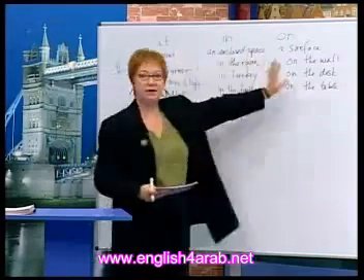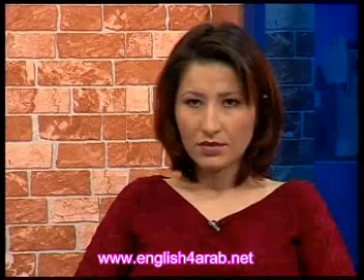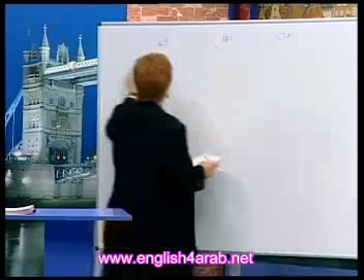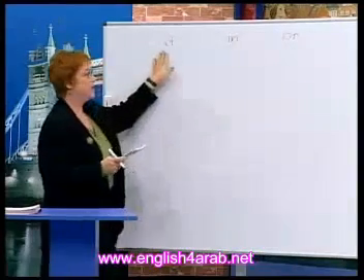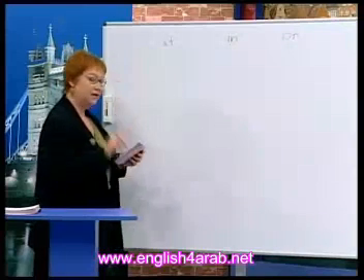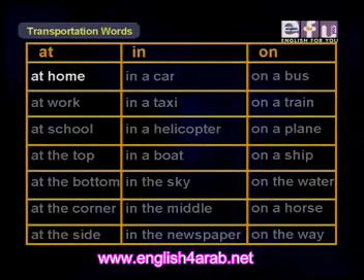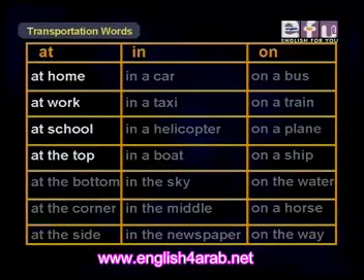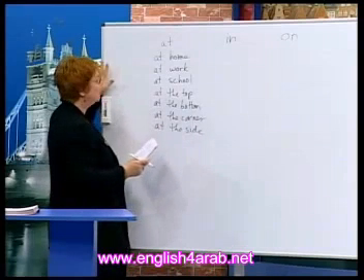Now, we use these with transportation words. Okay, now let's make some more room here, and we'll show you some examples that are more specific. Okay, now remember, at is a specific place. So here are some examples. At home, at work, I am at work, at school, the student is at school, at the top, at the bottom, at the corner, and at the side. Okay? Now, these are at.